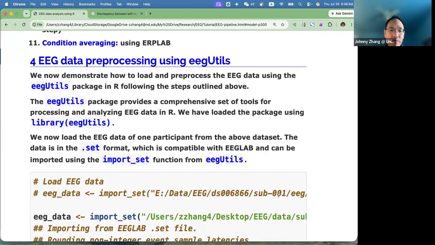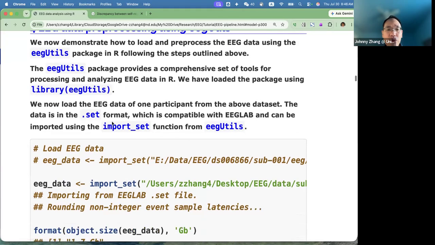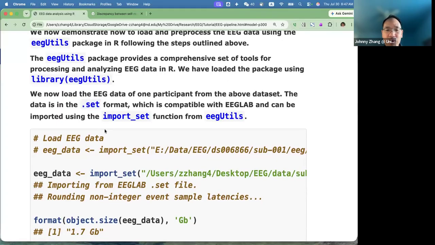With the raw data files, the first thing we need to do is read the data into R to do the data analysis, right? As we already know, the data is saved in the .set format for this particular data set. You may have other types of data, right? Here is the MATLAB data format. This package has a function called import set, so you can import MATLAB data directly. So I use the import set function.